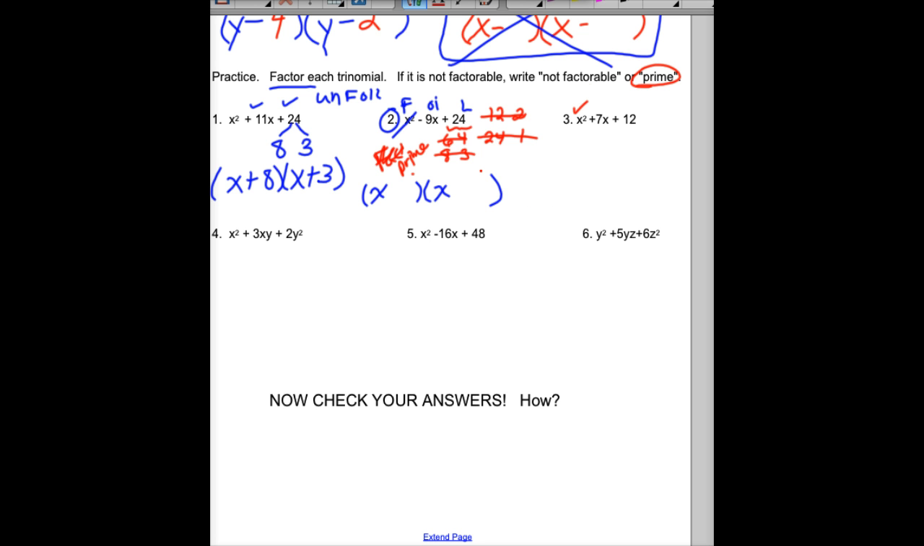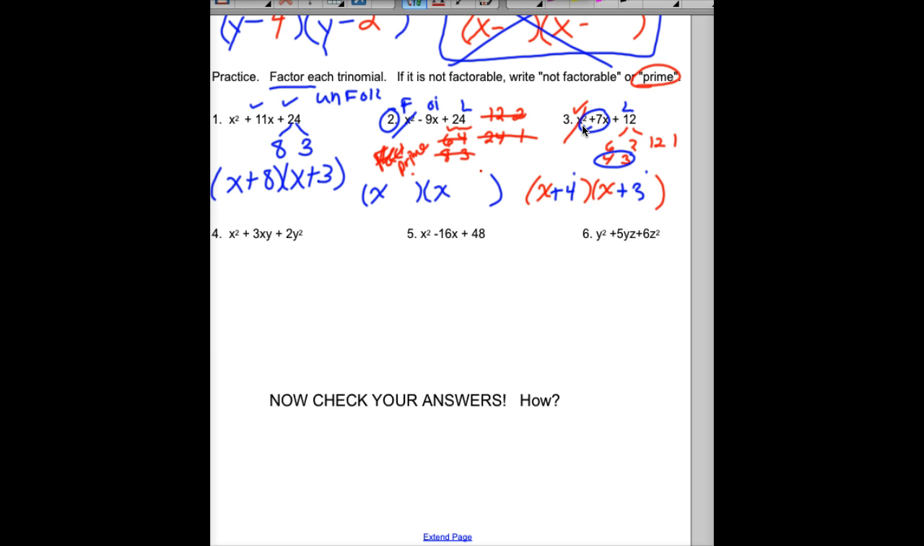All right, the only way I could lead it is in x and x. Got it. I could end it in 6 and 2, 4 and 3, or 12 and 1. Those are my only options for ending this, because when I do last times last, I better get a 12. Is there a pair of these that adds up to 7? Here it is. And I know they're both positive because of the positive sign there.